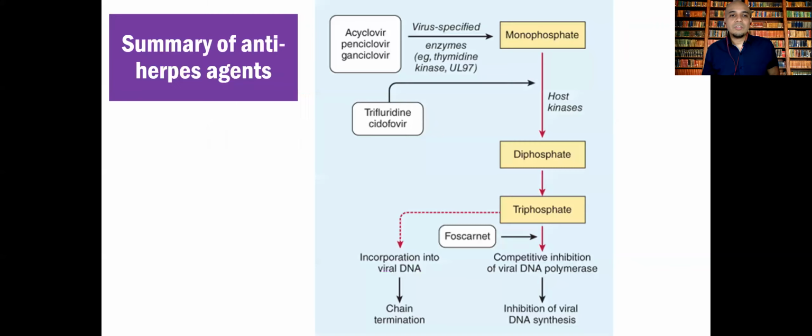This diagram is just to summarize the mechanism of action of selected anti-herpes agents. Drugs such as acyclovir, penciclovir, and ganciclovir need activation by viral specific thymidine kinase enzyme. On the other hand, drugs such as trifluridine, cidofovir, and foscarnet do not require activation by viral thymidine kinase, thus they have less risk of resistance.